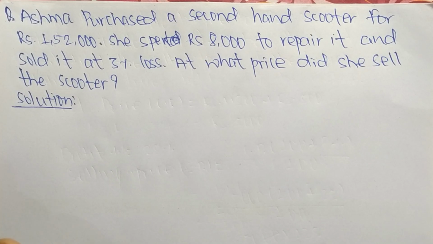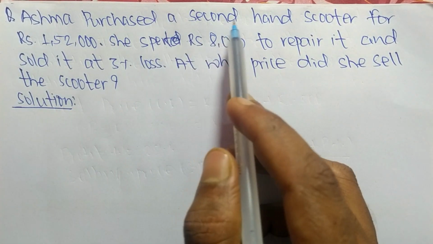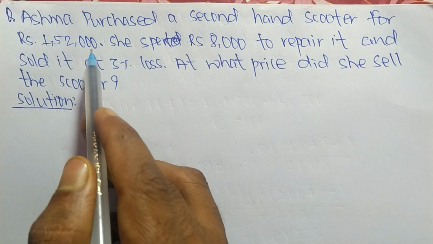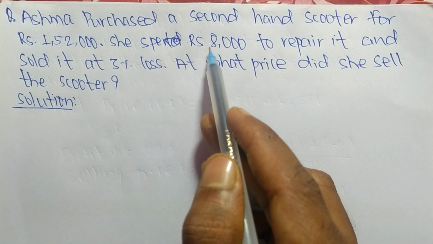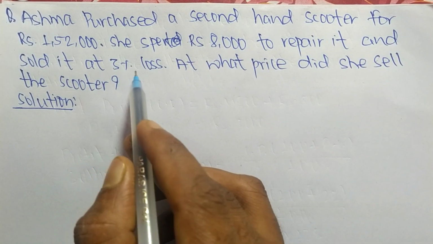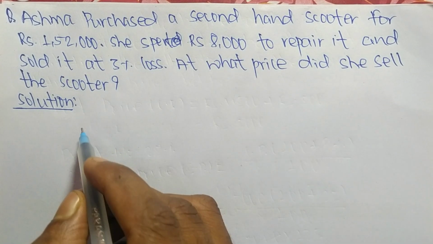So today in this video we shall solve a profit and loss question, and the question is: Ashma purchased a second hand scooter for Rs 152,000. She spent Rs 8,000 to repair it and sold it at 3% loss. At what price did she sell the scooter?